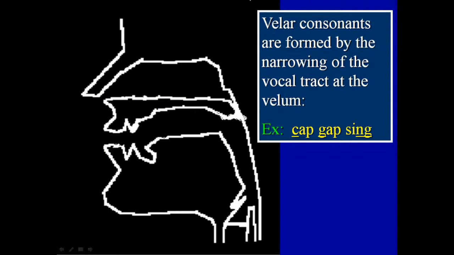Now we can talk about velar consonants. These are formed by the narrowing of the vocal tract at the velum. By the way, the velum, you know that it's called the soft palate. So words that contain these sounds, like cap, the k is a velar consonant. Gap, and the g in gap is a velar consonant, and sing is a velar nasal. K, g, ng are velar sounds because we raise the back of the tongue towards the soft palate or the velum. Okay.